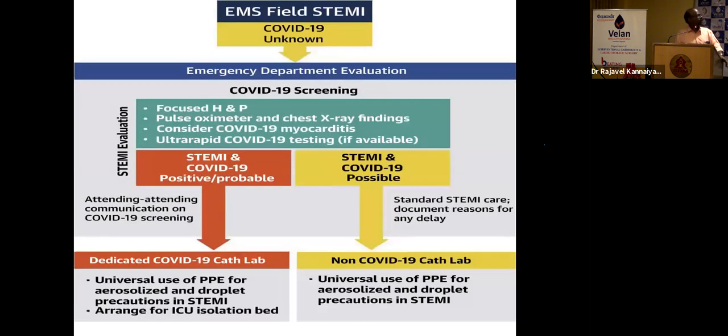Next. So what I have told is shown here. For a patient who is positive or probable, if a dedicated COVID cath lab is present, we can proceed directly with that, and with personal protective equipment, we have to proceed with the case. Next.